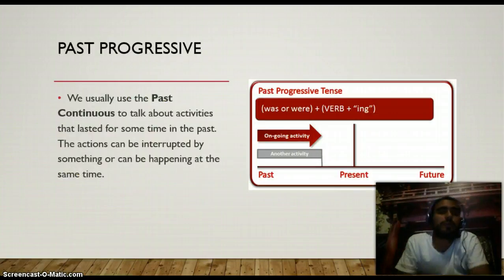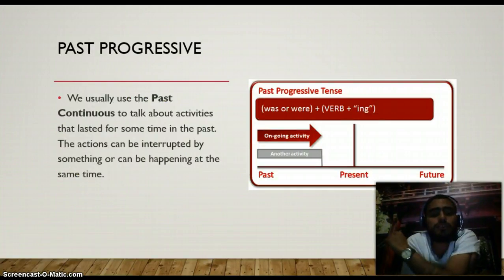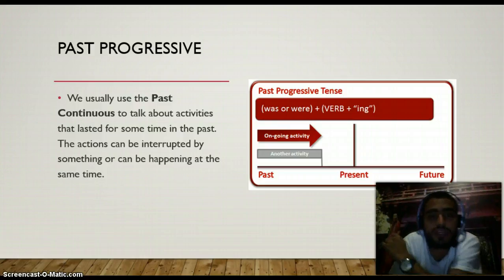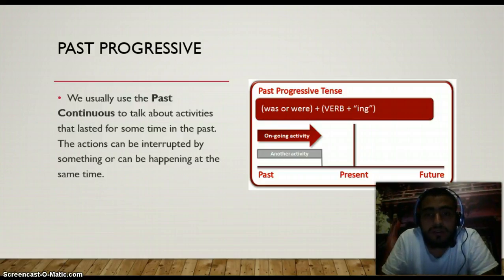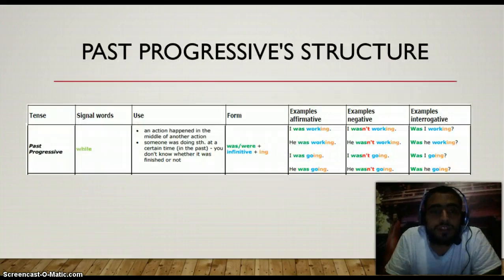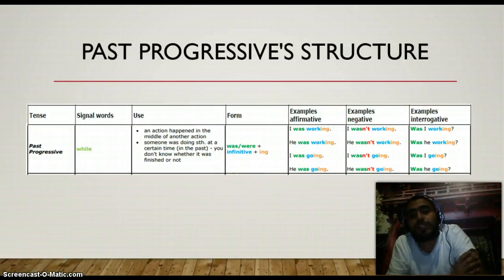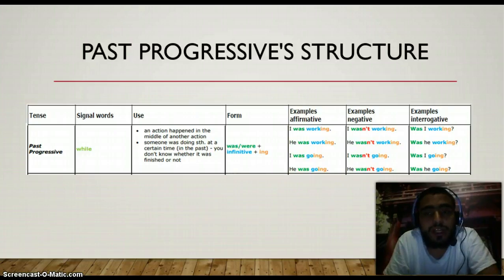So let's continue with past progressive. We use this tense to talk about activities that last for some time in the past. So we have here the structure, which is was or were plus the verb in ing. Some signal words are while. We're going to see some examples later about while and when.